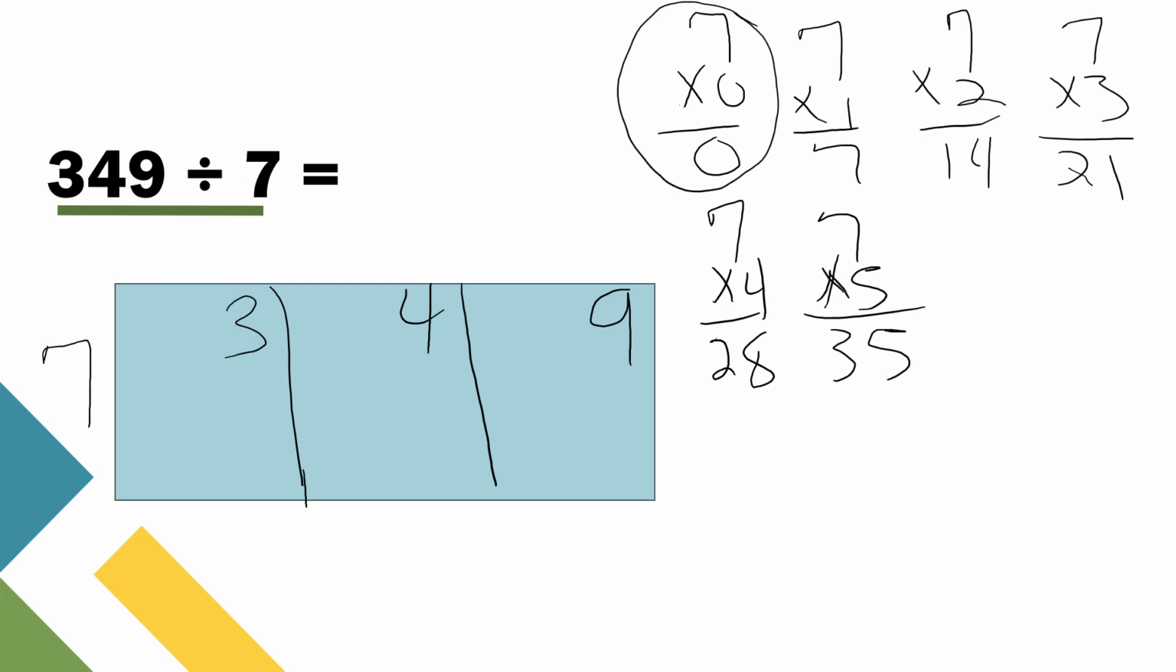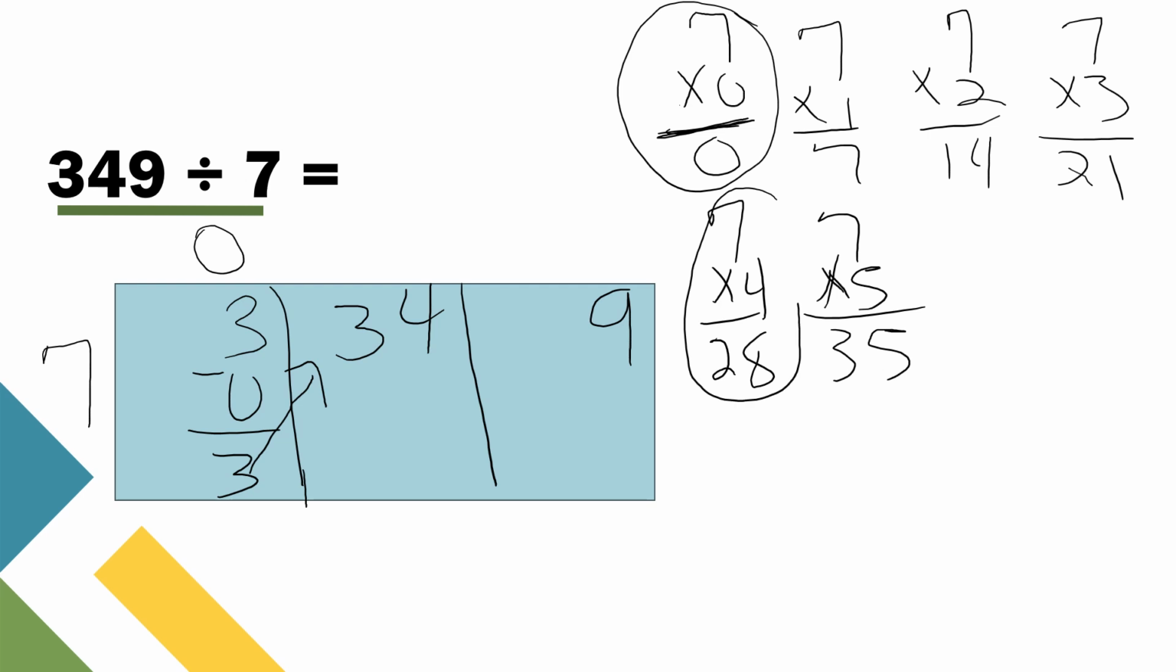All right, so whatever's touching the top of your line touches the top of your box. Bottom of your line goes at the bottom. Subtract, get 3, and move it over. Don't forget to move it over. All right, 34 is my new number. I see 35. That's too much. So we're going to have to pick 28.